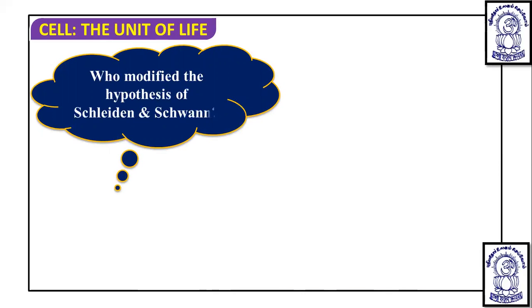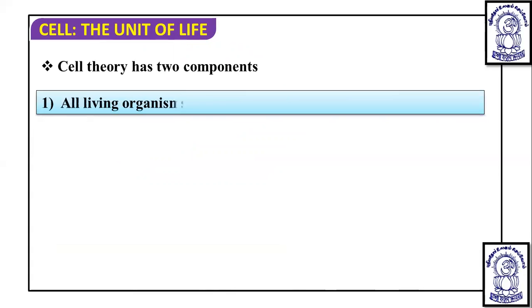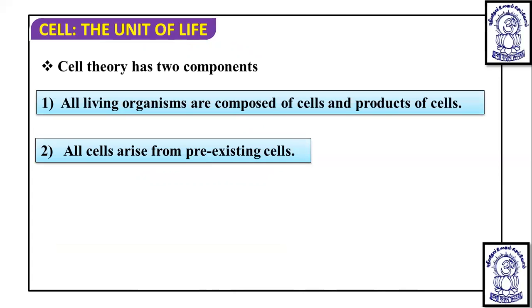So, who modified the hypothesis of Schleiden and Schwann? Obviously Rudolf Virchow modified it, and he added one more important statement, that cells arise from pre-existing cells. So if the question comes, who gave the final shape to the cell theory? Then obviously it is Rudolf Virchow. So the cell theory has two components: all living organisms are composed of cells and products of cells, and all cells arise from pre-existing cells. Okay, these are the important two points that have to be noted.